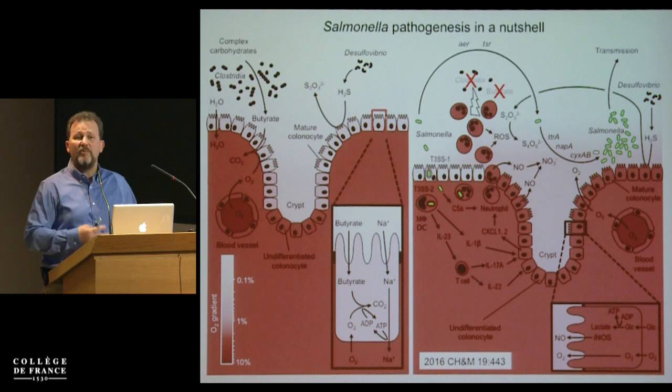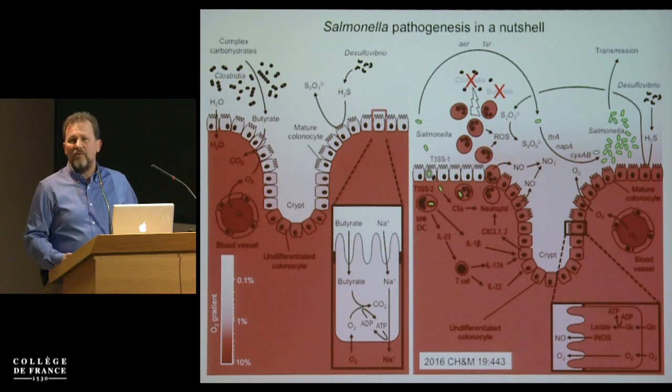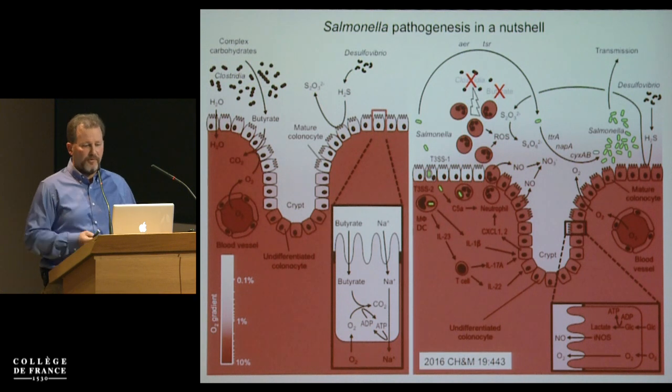Right, so respiration is such a big event that when respiration electron acceptors become available, this is really the main factor that's going to change the composition of the microbiota and leads to dysbiosis.